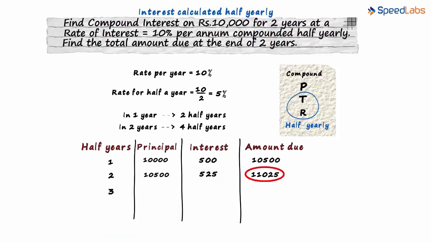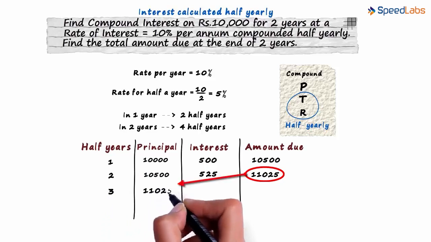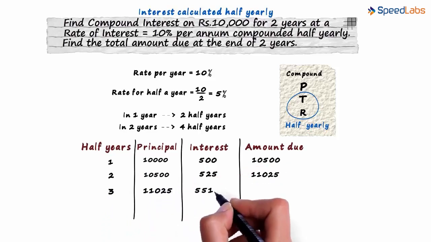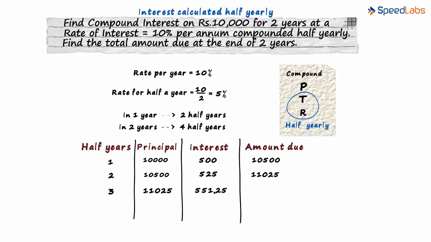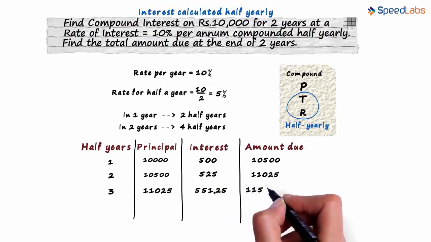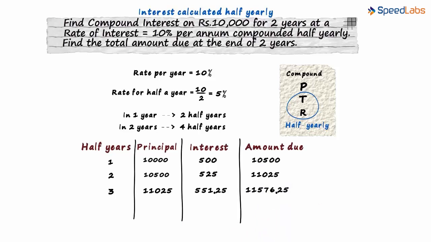This will be the principal and the interest of 5% amounts to 551.25. So the amount will equal 11,576.25. And this is how the row for the fourth half year will look like. The interest will be 578.81. Finally, we get the amount at the end of the fourth half year as 12,155.06. And that's what we have been asked for.